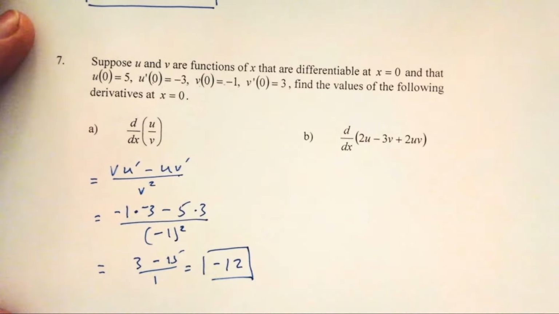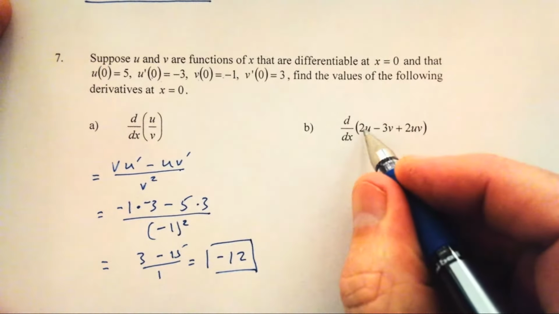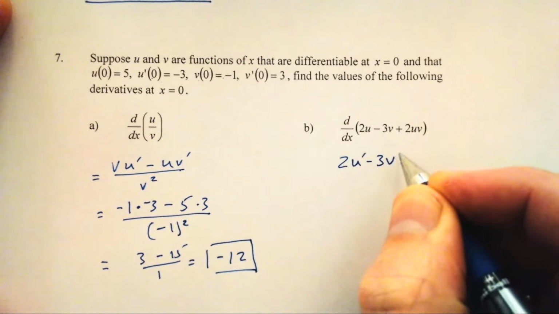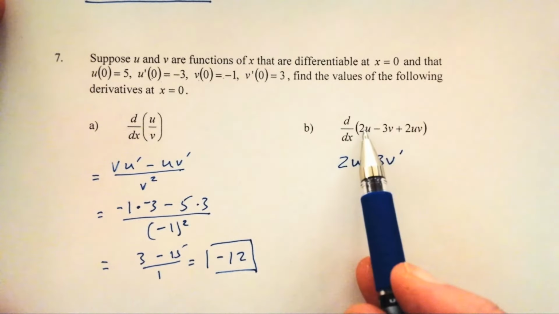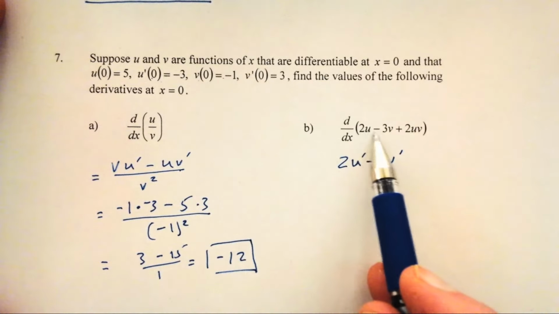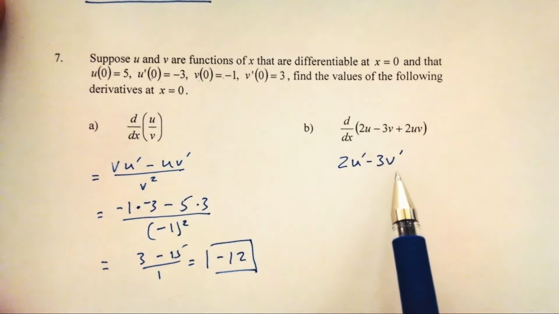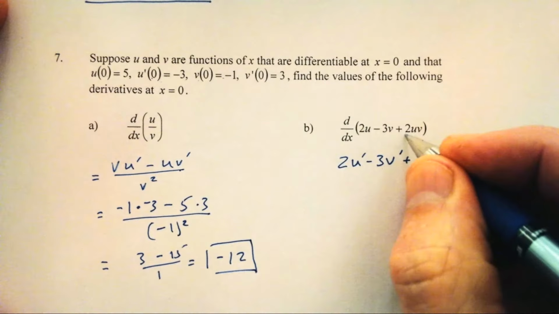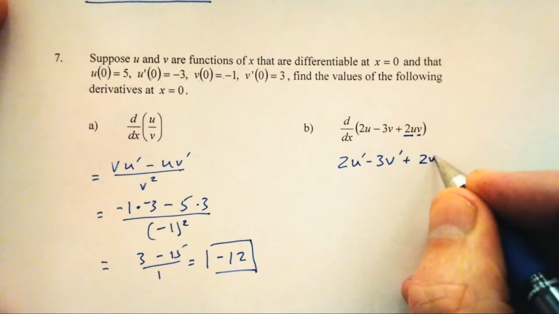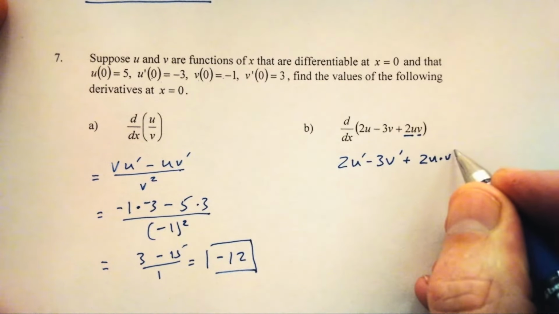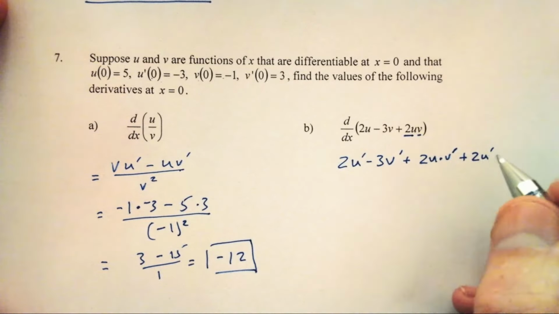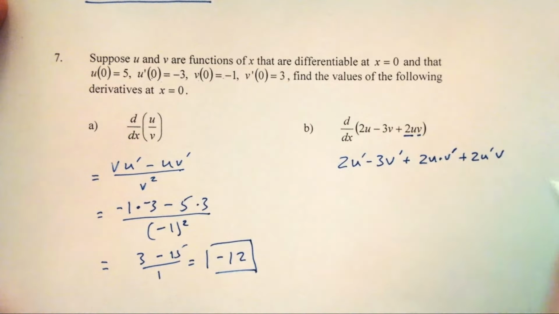Okay. This problem, the derivative is going to be 2 times u's derivative minus 3 times v's derivative. Constant coefficients survive differentiation, so it's just plain old 2 times the derivative of u minus plain old 3 times the derivative of v, plus, I'm going to treat this as the product 2u times v. I want plain old 2u, product rule, times the derivative of v, plus 2 times u's derivative times plain old v.